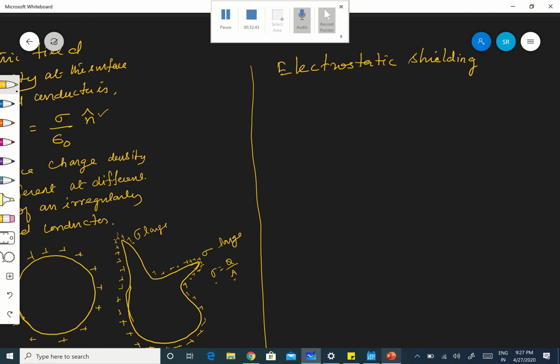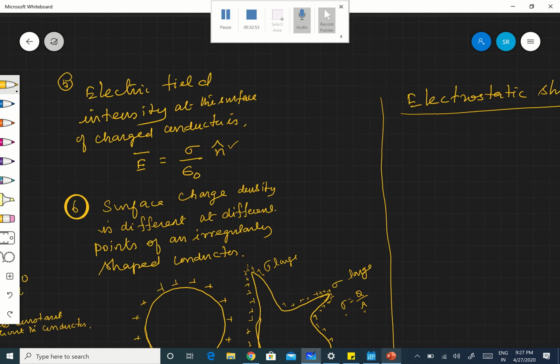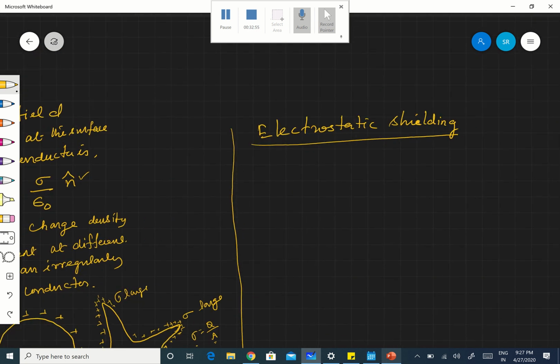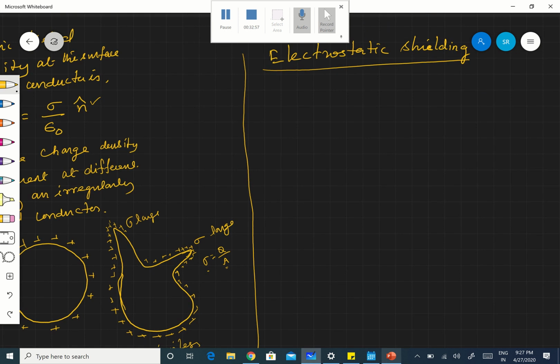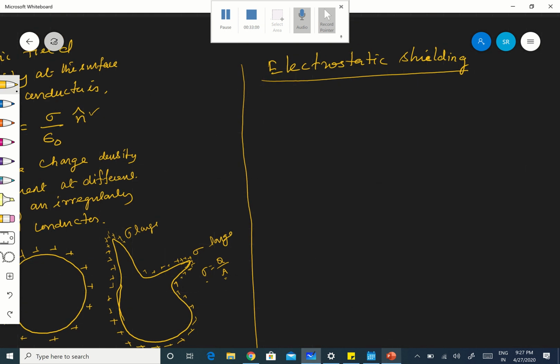Shielding. Okay, what is it? It is shielding my E. Okay, electrostatic shielding. What do you mean by electrostatic shielding? It is shielding, or even electrostatic screening. Both are the same.